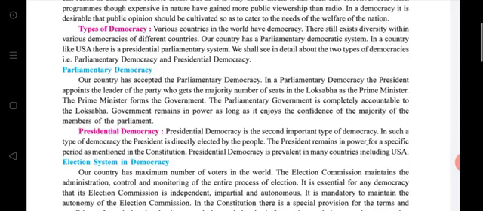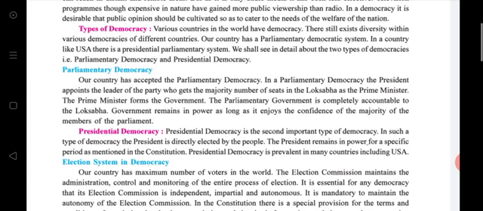In our country, parliamentary democracy is followed. Our country has accepted the parliamentary democracy. In parliamentary democracy, the president appoints the leader of the party who gets the majority number of seats in Lok Sabha as the prime minister, and the prime minister forms the government. And the parliamentary government is completely accountable to the Lok Sabha. It remains in power as long as it enjoys the confidence of the majority of the members of parliament. Where is our parliament? In Delhi, right?